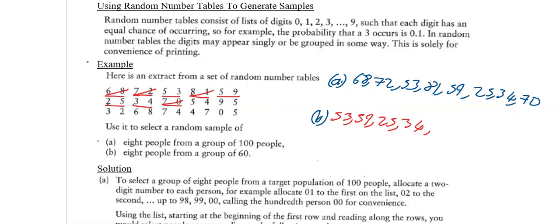That's not going to work. Next one is going to be 54. That's going to be fine. So we've got 1, 2, 3, 4, 5 now. Next one's 95. That's not going to work. Next one's 32, which is also going to be fine. And next one is going to be 68. That's not going to work. Next one's 74. That's not going to work. Next one's 47. And the last one is 05, which is just 5 then. So 1, 2, 3, 4, 5, 6, 7, 8, and we have our sample, and that's it.